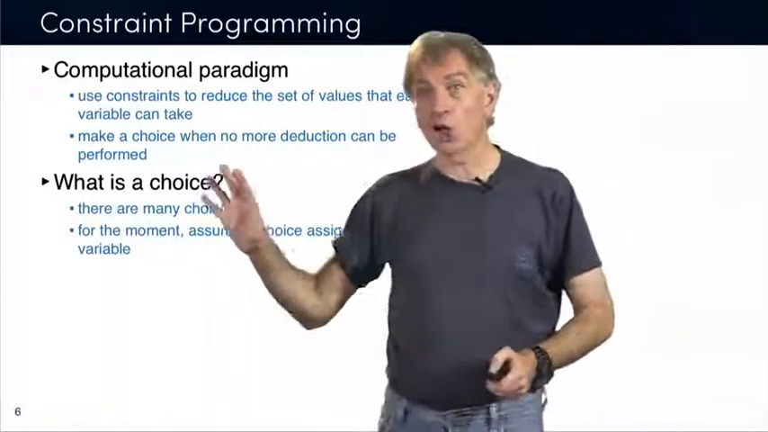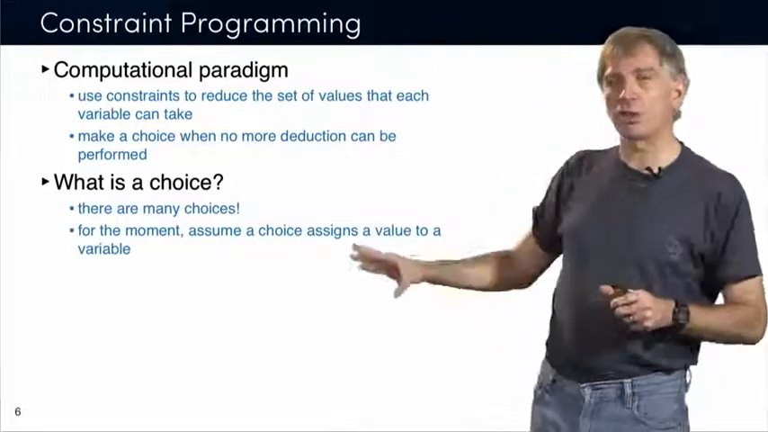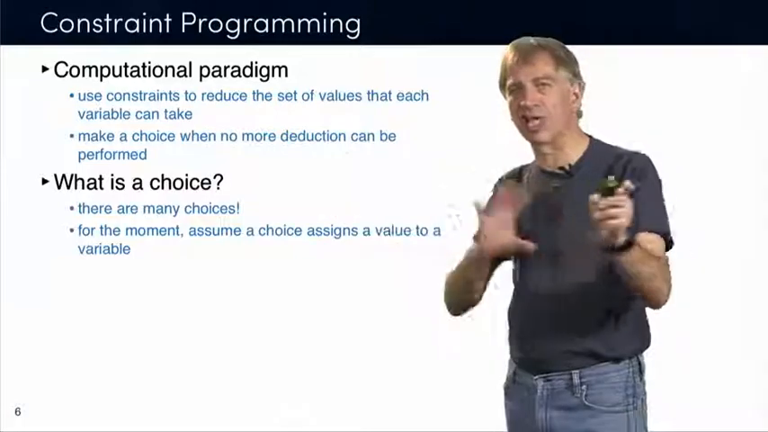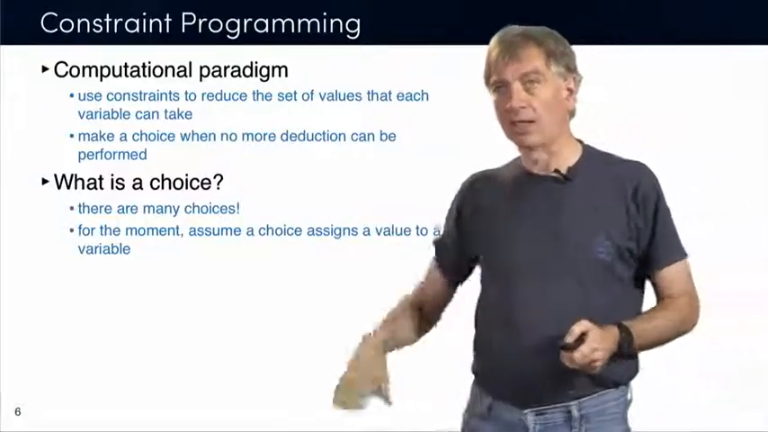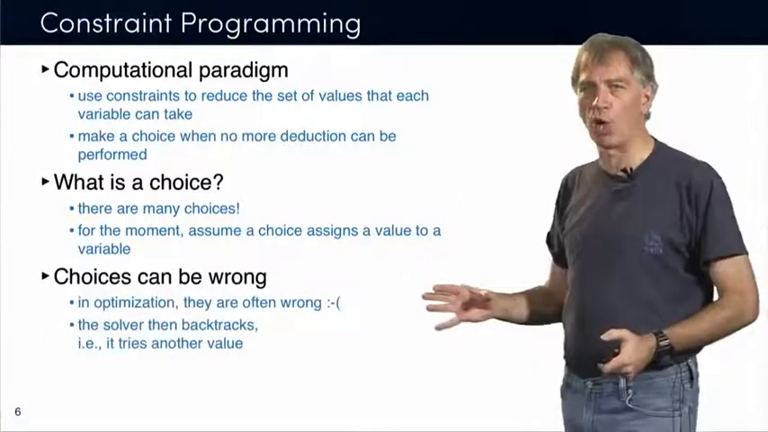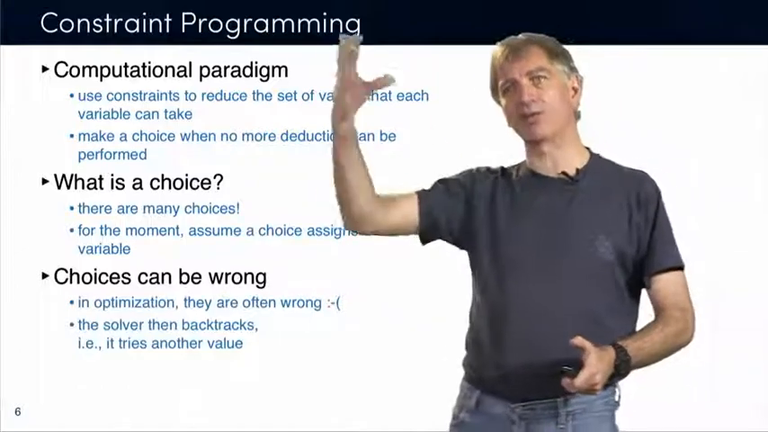Now, there are many choices. So what is a choice? It's going to depend on the various problems. But at the beginning, we're simply going to assume that the choices we deal with are assigning a value to a particular variable. There are many choices, and one of the things that you know is that in optimization, many of them will be wrong. So if you have a choice and it's wrong, we're going to do exactly what we have done in branch and bound.